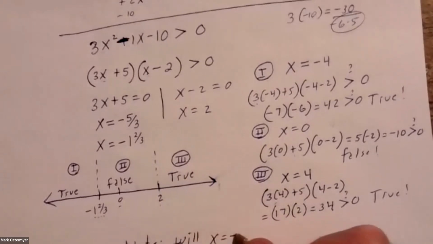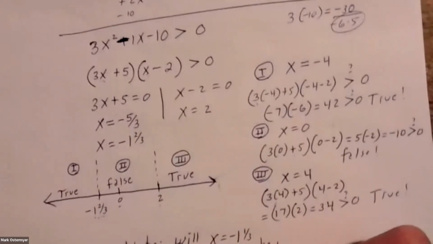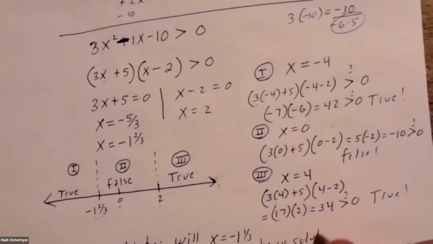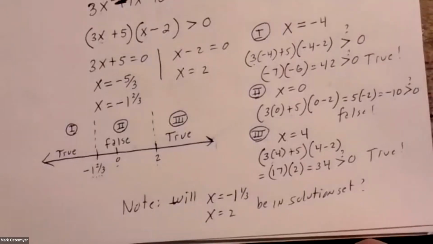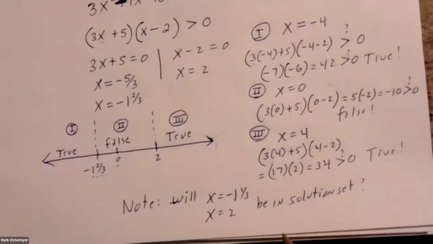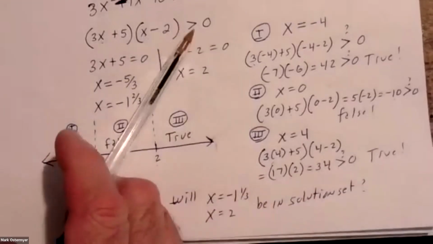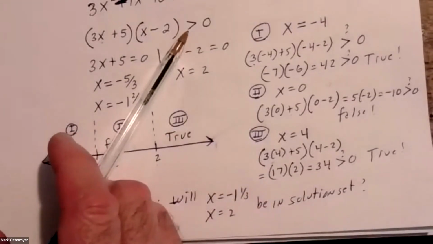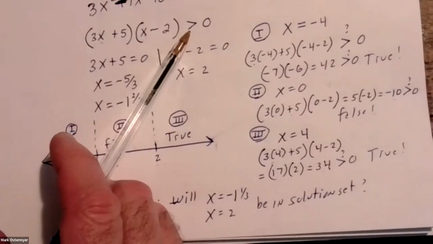Will x equal to negative 1 1/3 and x equal to 2 be in the solution set? How do we know? Well, you could plug them in and find out if they work, but why do we not even have to do that? What kind of an inequality do I have here? Do I have my equal sign as part of this inequality? No, there is no equal sign. This is a strict inequality.